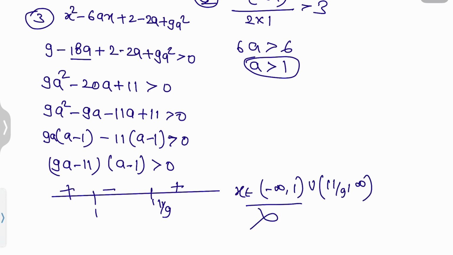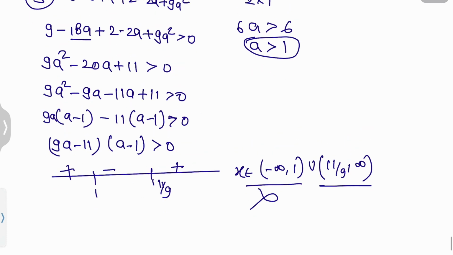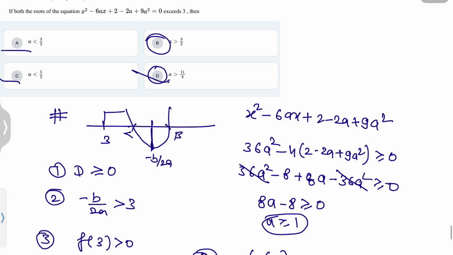So this one we already skip, because it needs to be greater than 1, and that is also 11 by 9 to infinity. According to this, greater than 11 by 9. Correct. So the resultant is also greater than 11 by 9. So your answer is D. 3 by 2 is skipped.